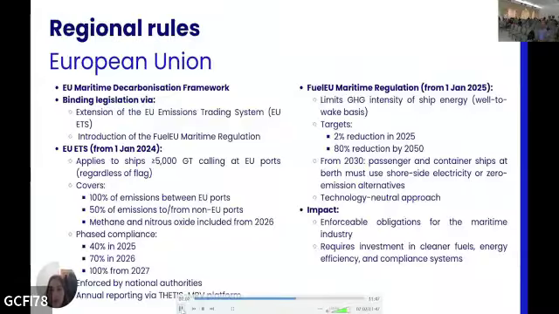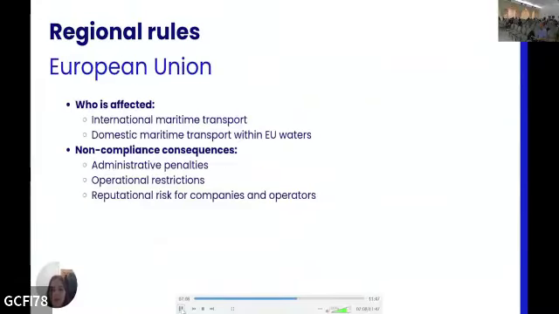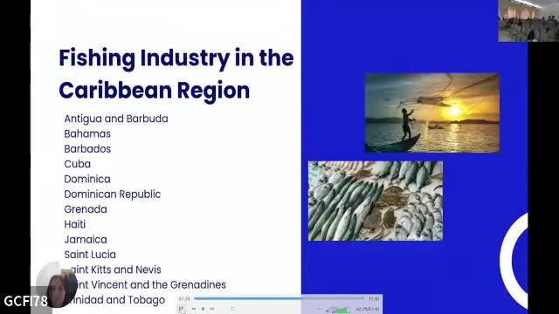Both measures apply regardless of the ship's flag, and non-compliance may lead to penalties and operational restrictions. Similar to the UK, the European Union is also discussing the application of similar measures to smaller vessels.